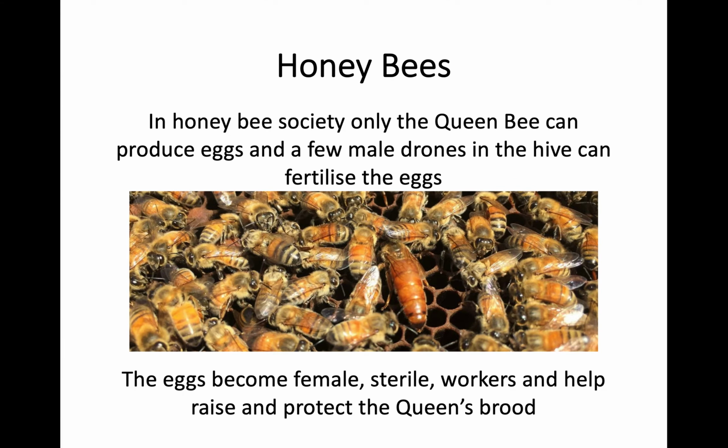So in these honeybee societies, like I said, the queen bee can produce eggs, and there'll be a few male drones that can fertilise those eggs. So those eggs are then going to become female sterile workers.